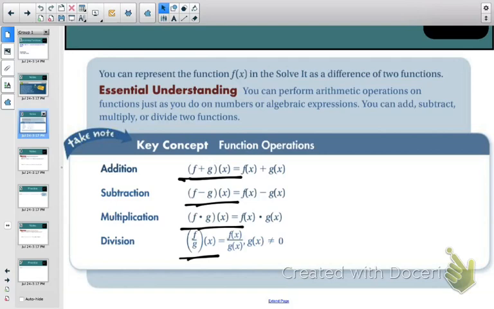It's not confusing. Okay, so if it's plus, you're just adding them. Subtract, you're subtracting them. If it's multiplication, you multiply them, and if it's a fraction or division, you just divide them. Okay, and I will show you what these look like because you're probably like, what are you talking about?